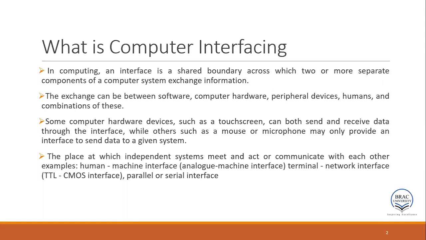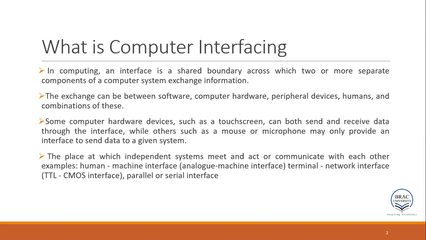Let's first discuss what computer interfacing is. In computing, an interface is a shared boundary across which two or more separate components of a computer system exchange information. This exchange of information can be between software, between computer hardware, between peripheral devices, humans, and between a combination of all of these.